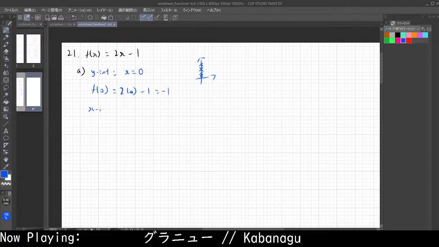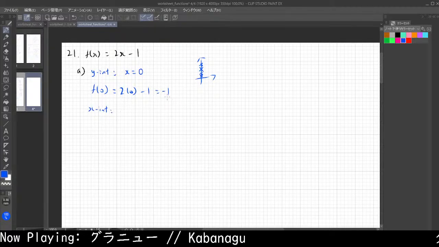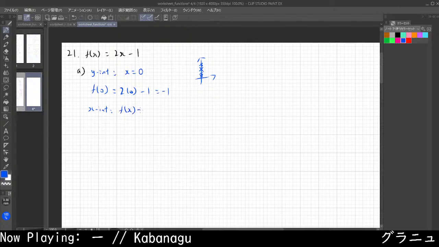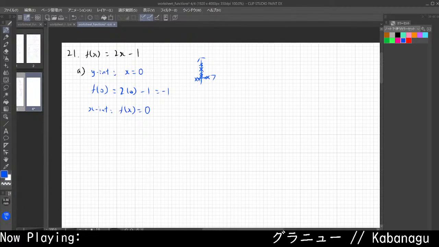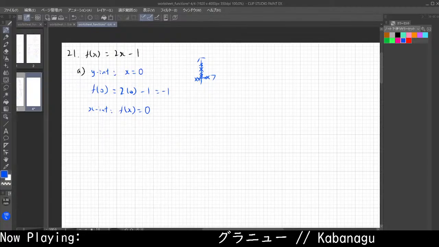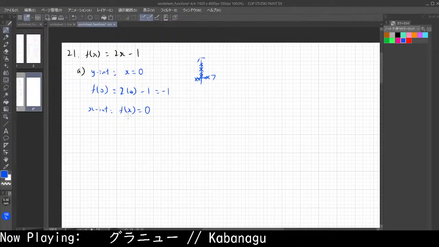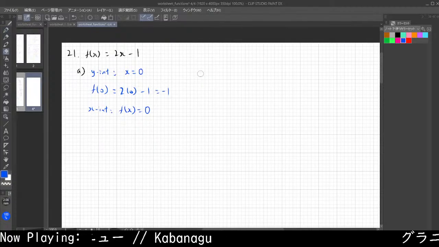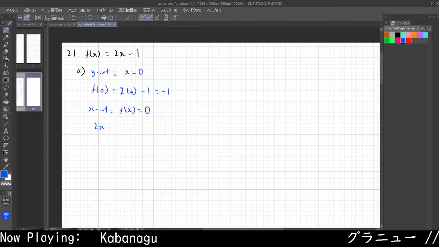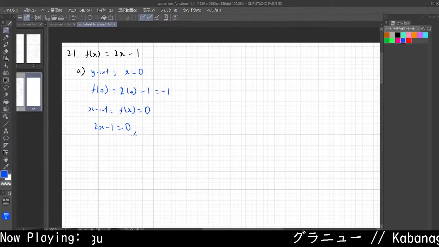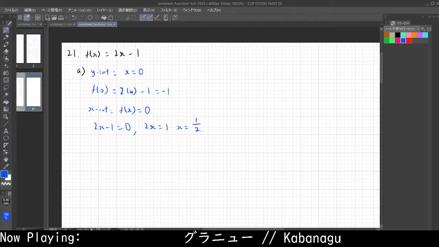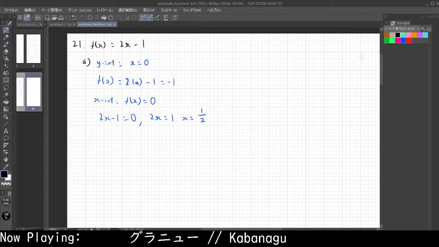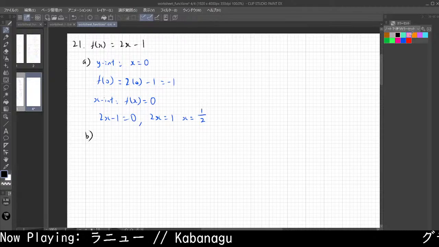Y-intercept. X-intercept is where your f(x) is equal to 0, whereas the x-intercept is on your x-axis. All these points share a common characteristic, which is your y, your f(x) in this case, being equal to 0. So 2x minus 1 equals 0. Rearrange: 2x equals 1, bring over to get x equals 1 half. Okay, so y-intercept and x-intercept done.